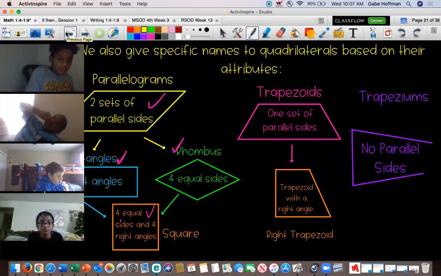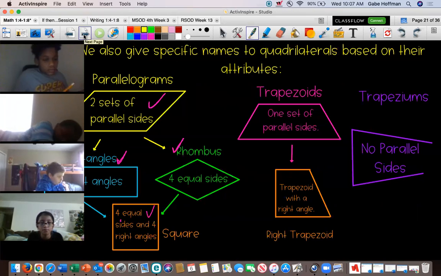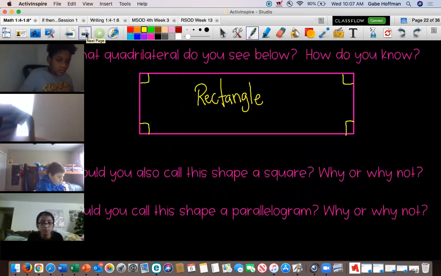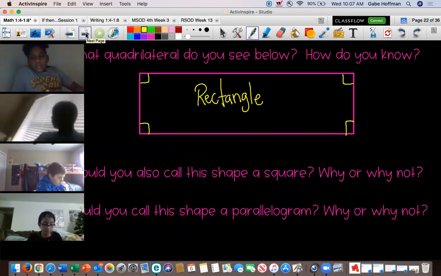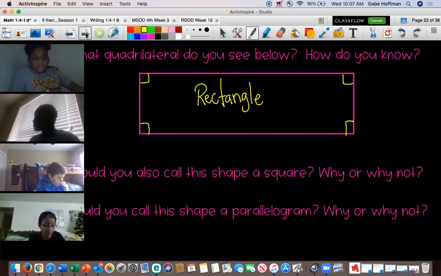Very good. There are still 2 sets of parallel sides. So is that rectangle a parallelogram? Yes. Is the most specific name parallelogram? No. We could do better by calling it a rectangle. But yes, it is a parallelogram. Just because of what Clay says, it has 2 sets of parallel sides.